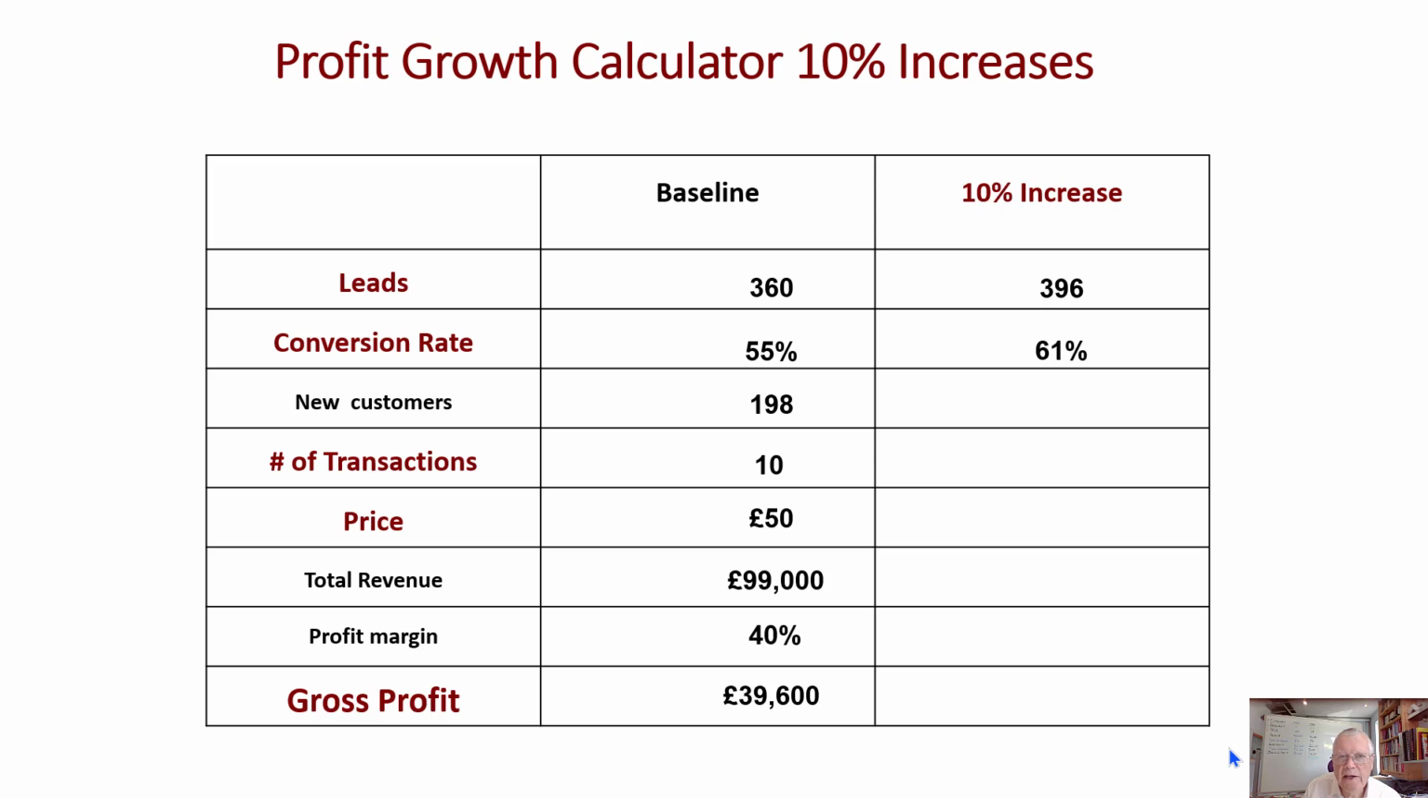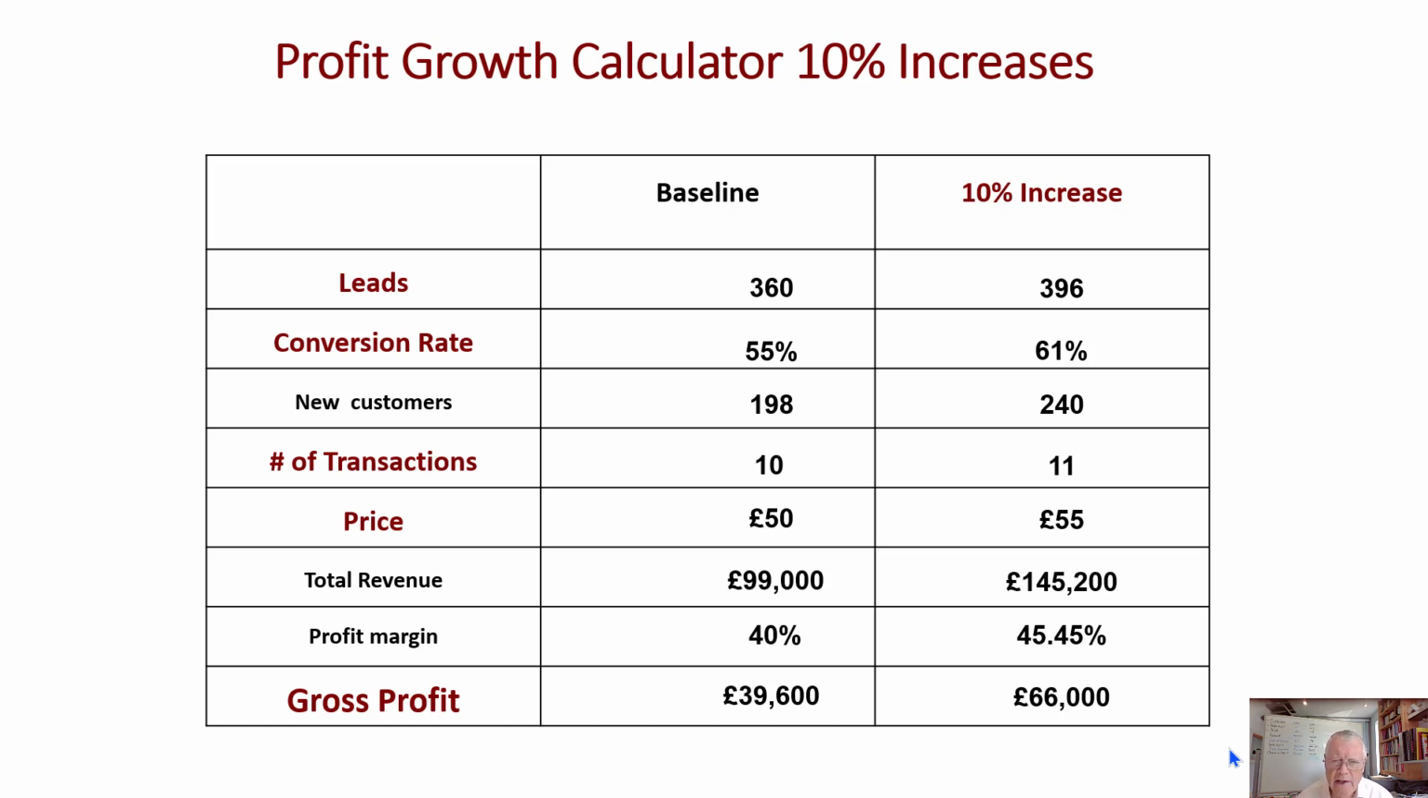So what if we increased each of the figures in red by 10%? So we've now got 396 leads and we convert 61% of them. And we can do that just by having better systems in place. We'll have better communications and regular offers. So we get our number of transactions up from 10 to 11 a year.